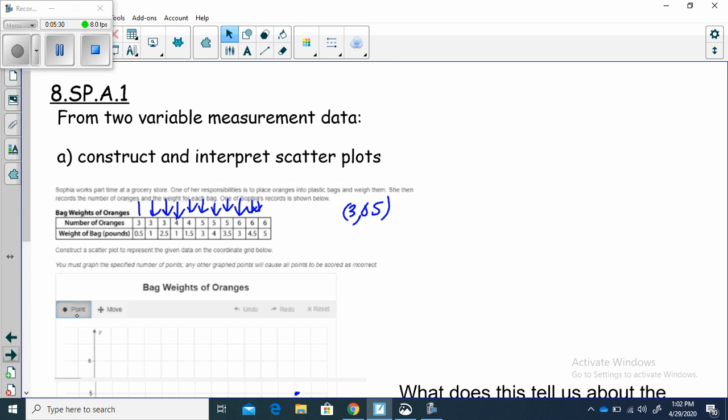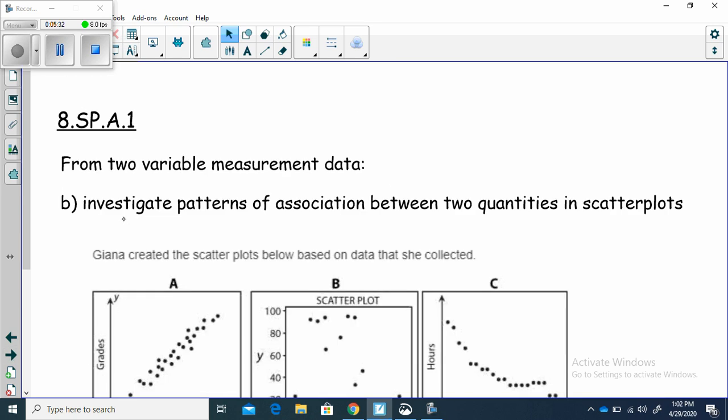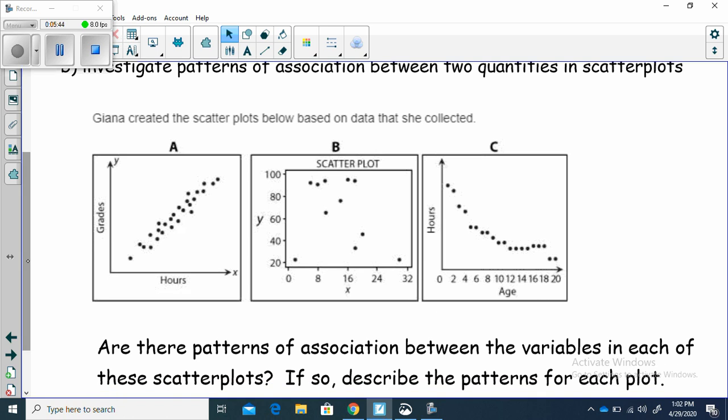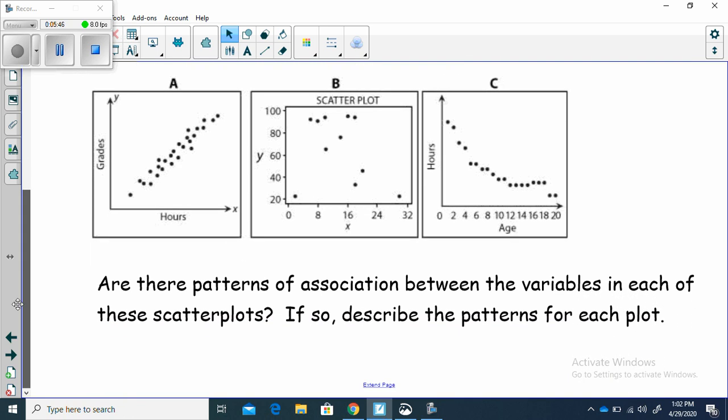Let's look at the next one. On this one, we're going to investigate patterns of association between two quantities in scatter plots. In other words, is there an association? Well, let's look at this. This says, are there patterns of association between the variables in each of these scatter plots? If so, describe the patterns.